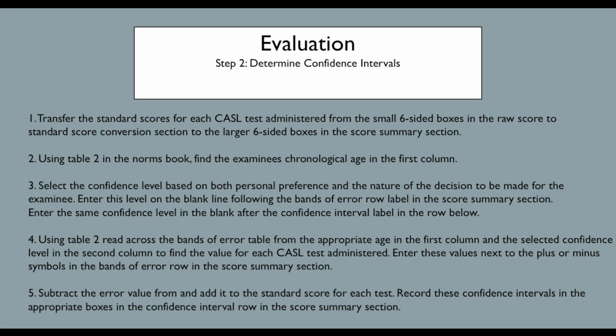Using Table 2, read across the bands of error table from the appropriate age in the first column and the selected confidence level in the second column to find the value for each CASL test administered. Enter these values next to the plus or minus symbols in the bands of error row in the score summary section. And Step 5, subtract the error value from and add it to the standard score for each test. Record these confidence intervals in the appropriate boxes in the confidence interval row in the score summary section.